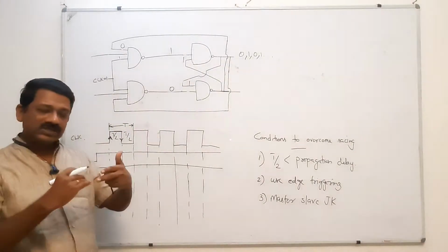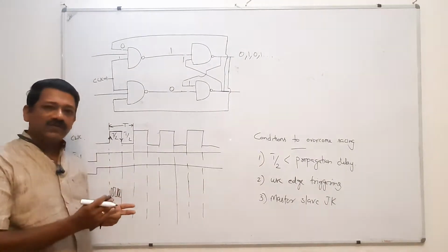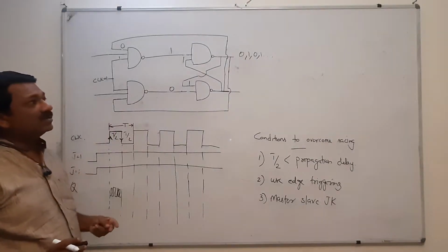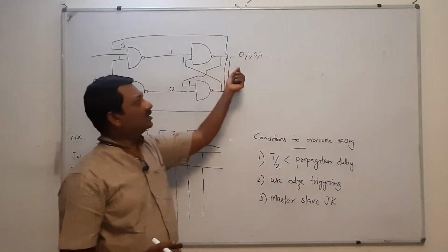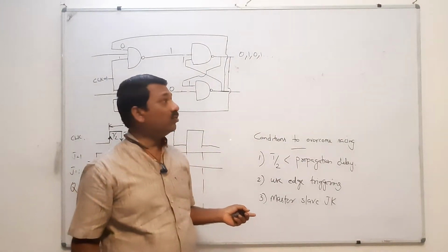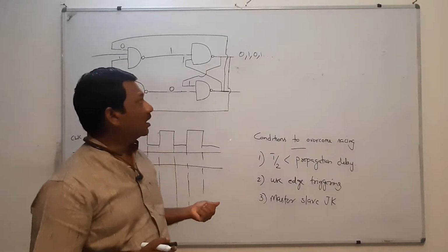Toggling means you are just changing. If it is 0, it changes to 1, and if it is 1, it changes to 0. That is called toggling. And racing means it keeps on changing the value, 0 1, so we have no control over it. So how do we overcome this race condition?